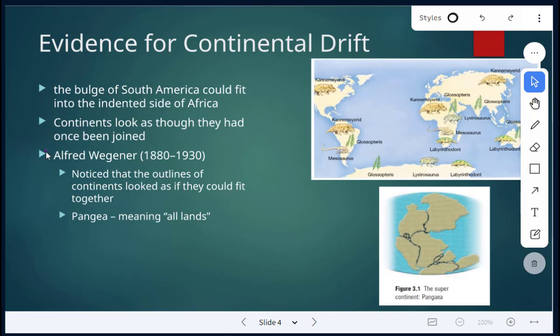So Alfred Wegener, he's a scientist. He noticed that the outlines of continents looked as if they could fit together. So here is a diagram of what it may have looked like. This is called Pangaea. It's the supercontinent, meaning all lands. So notice how they were all connected together, kind of like puzzle pieces.